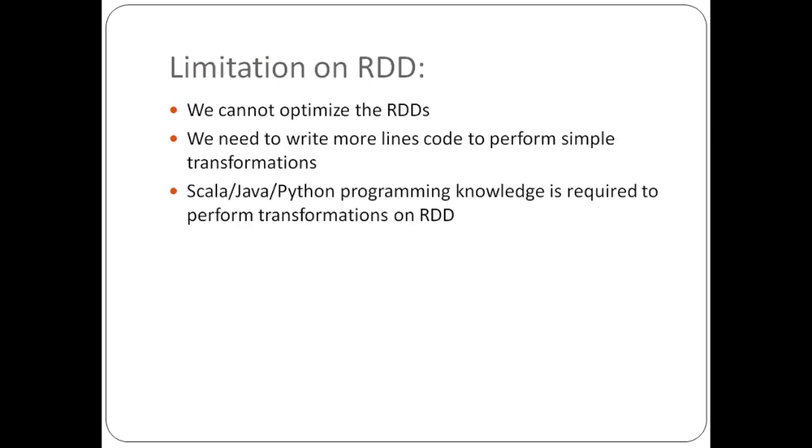Now we go for limitations, when we cannot use RDDs. We cannot optimize the RDDs. We need to write more lines of code to perform simple transformations. There are no optimization techniques. For example, if one program is taking 1 hour, you cannot reduce the execution time. You cannot optimize that code.